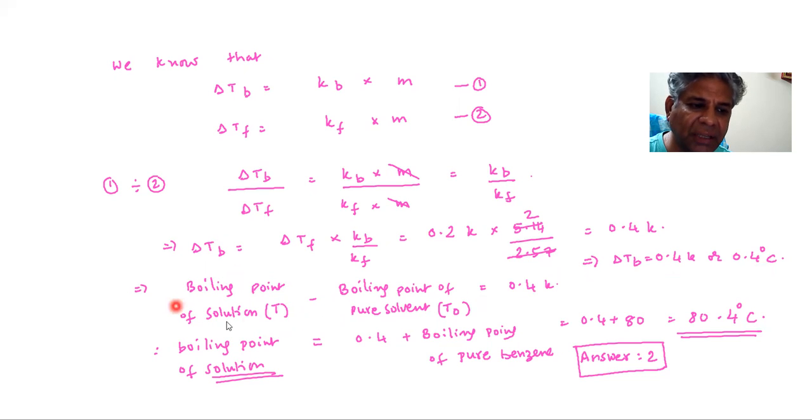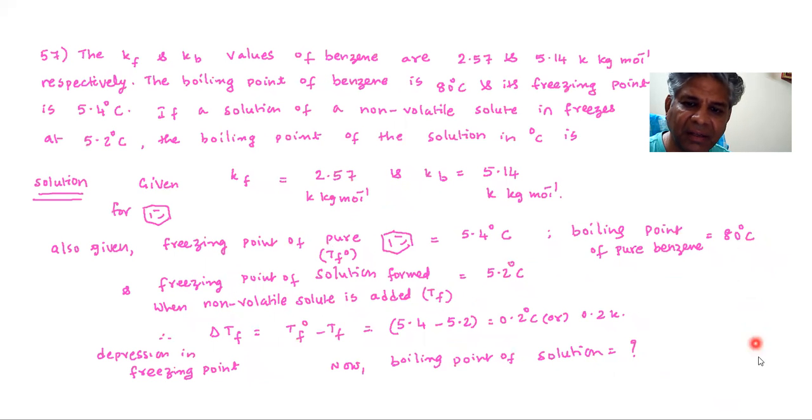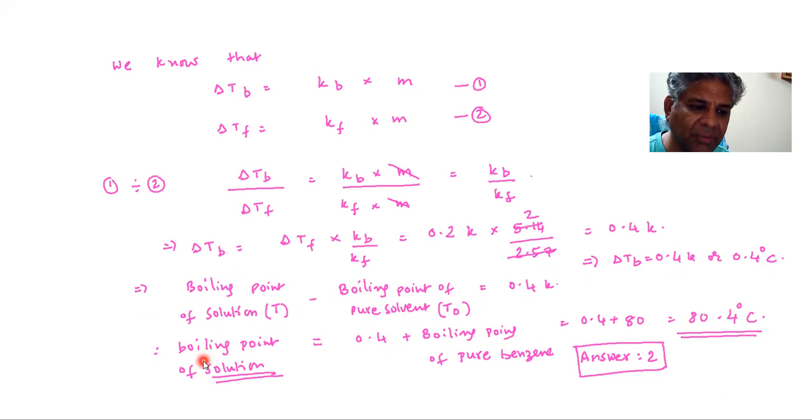You need to calculate this now, because the boiling point of the pure solvent is already given here as 80 degrees centigrade. So the boiling point of the solution is equal to delta Tb, 0.4, plus the boiling point of pure solvent, that is pure benzene. So 0.4 plus 80 gives us 80.4 degrees centigrade. So your answer is 2. It is also very simple.